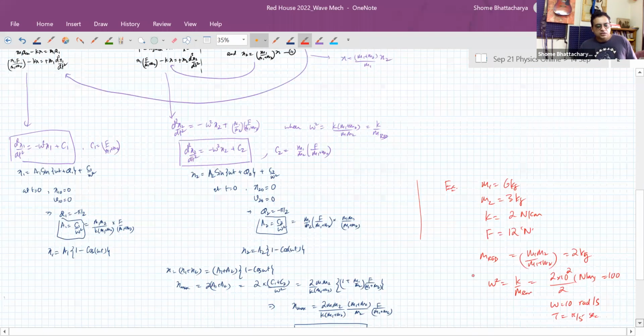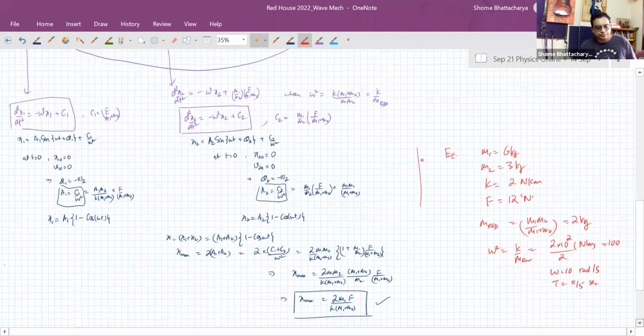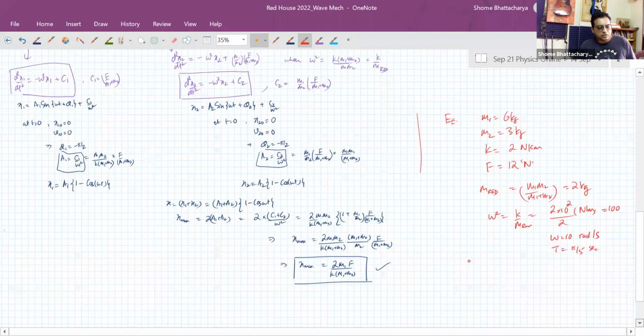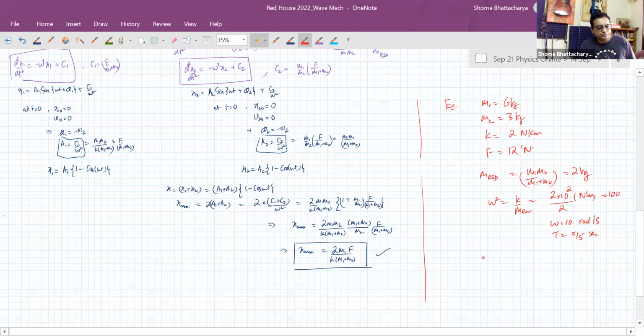Now what we'd also see is that in this particular case, A1, whereas C1 would have been F divided by M1 plus M2. So let's make this an easier number to handle. Let me change the force to 18 newtons. Okay.